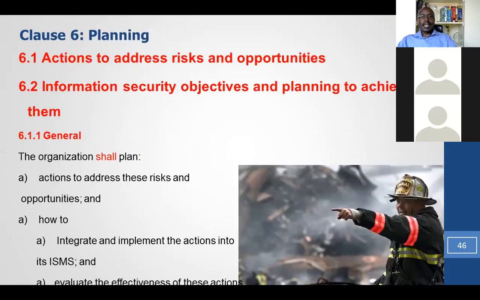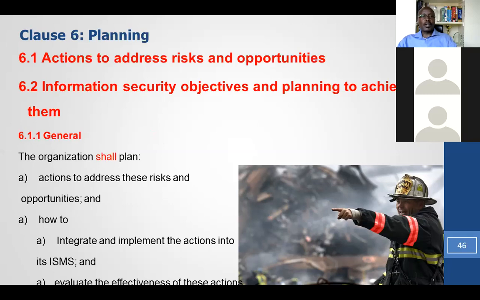Then we'll be looking at clause 6. Clause 6, we'll look at it together with clause 8. This is where we do the risk assessment. This is where you do a lot of planning. So you have 6.1, actions to address risks and opportunities. Information security objectives and planning to achieve them. So for 6.1, it maps directly to the clauses that you'll see in clause 8, where now you have the process of risk management being detailed very, very clearly.